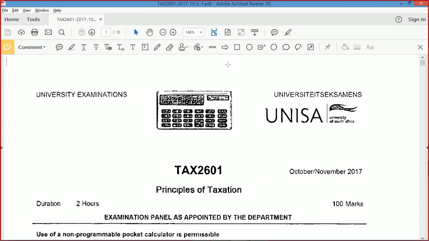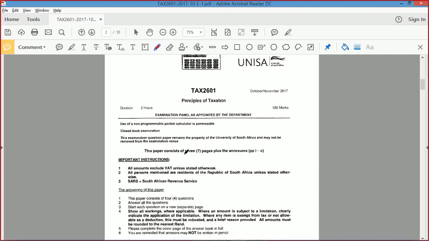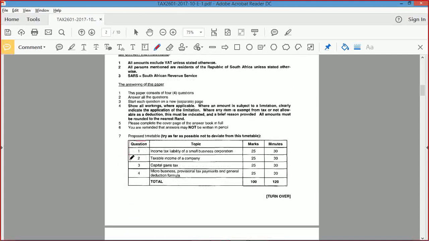October-November 2017. The TAX 2601 paper. Let's just make this a bit smaller so we can see more of it. It's 100 marks, it's 2 hours long. You're obviously going to be looking at question 1 to 4. And you're looking at, well, income tax liability for an SBC.